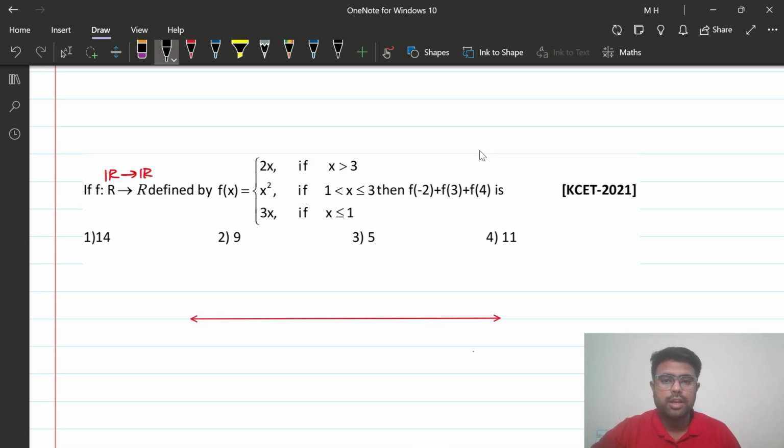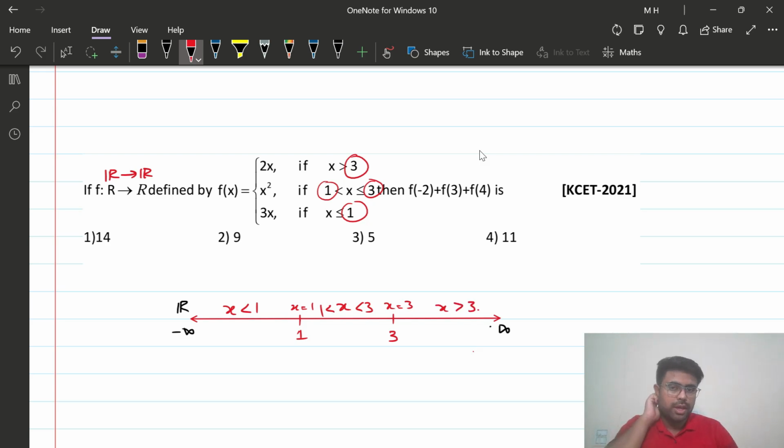Let us say this is the real line, the domain of f from minus infinity to plus infinity. X is split at 2 points. One is 3 and the other one is 1, right? So let us say there is 1 here and there is 3 here. Here you can see x is less than 1, here x is equal to 1, here x is greater than 1 and less than 3, here x is equal to 3 and here x is greater than 3. Okay, so this is what we have.